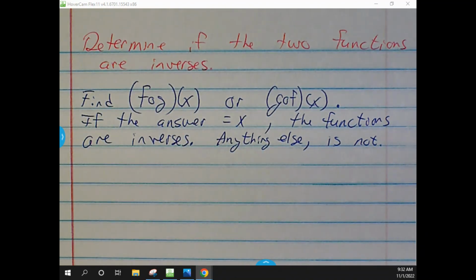Negative x is not inverse. It has to be just an x by itself. So if there's anything else with x, if it's negative x, if it's x squared, if it's square root of x, if it's x plus 2, if it's x minus 1, anything other than just a plain old x is not an inverse.